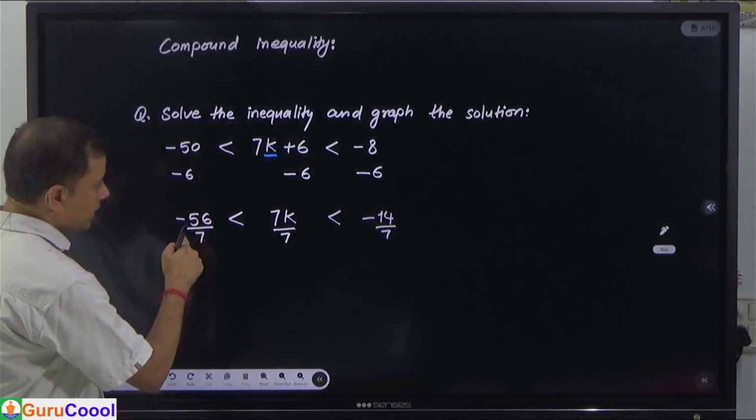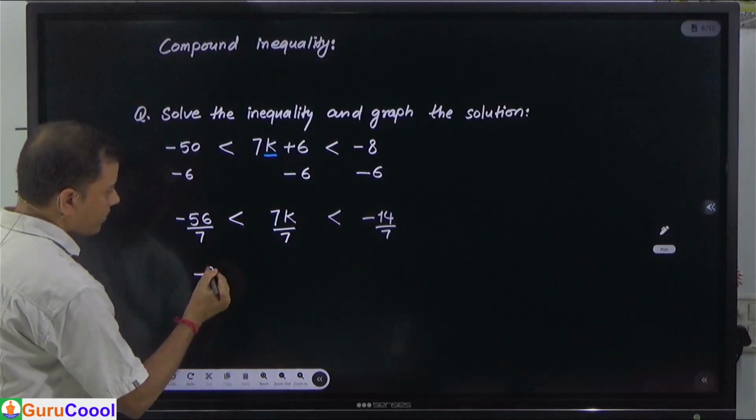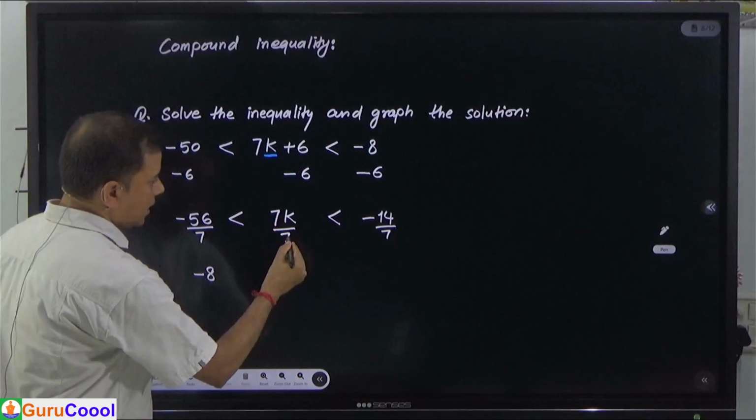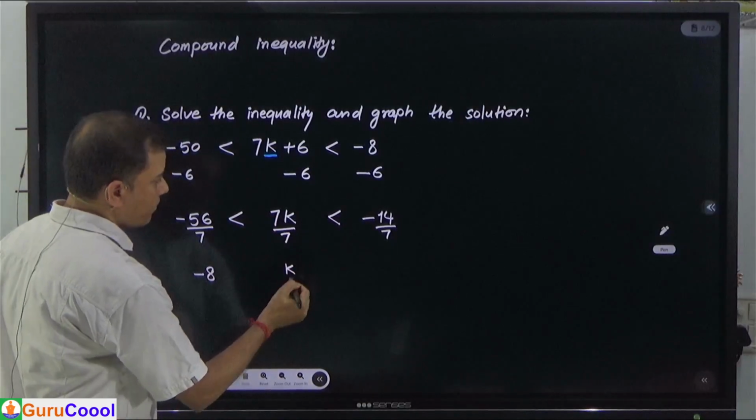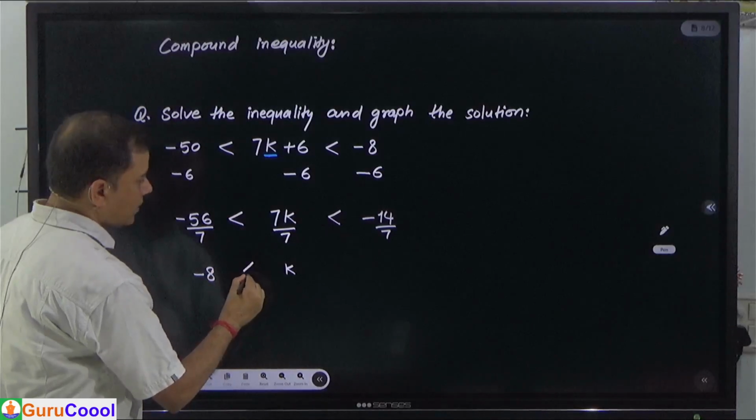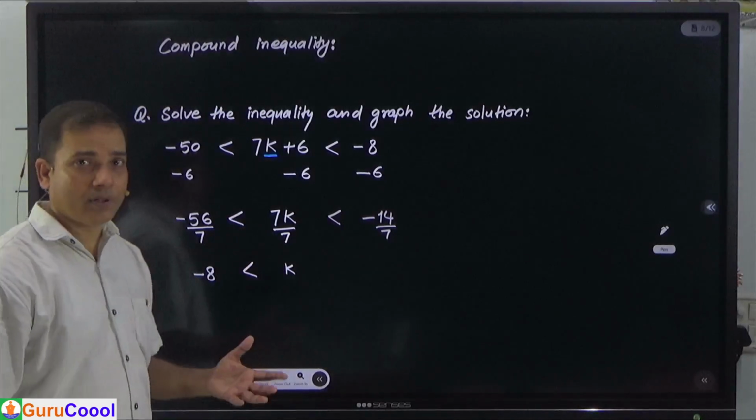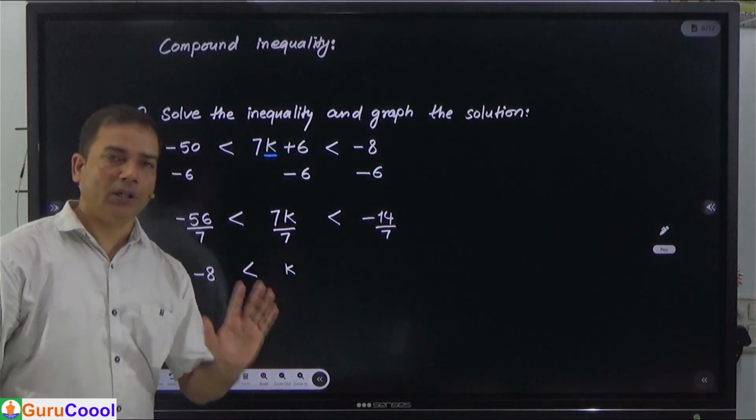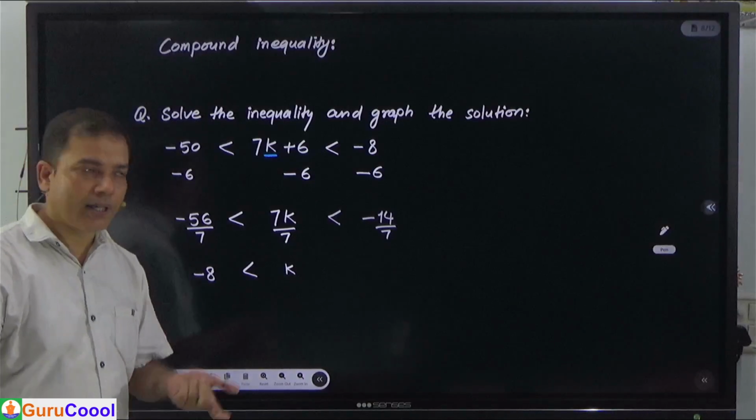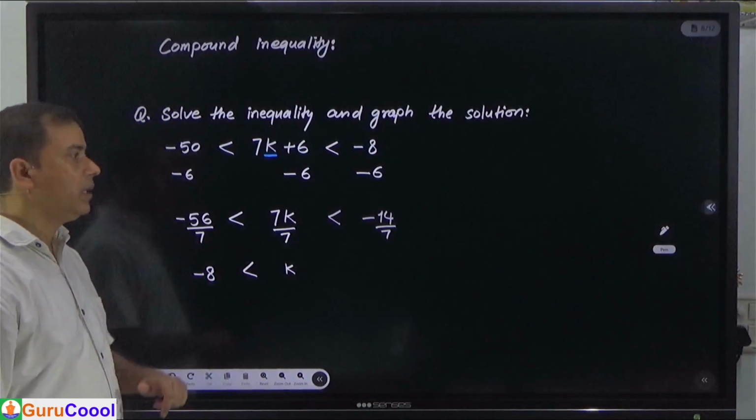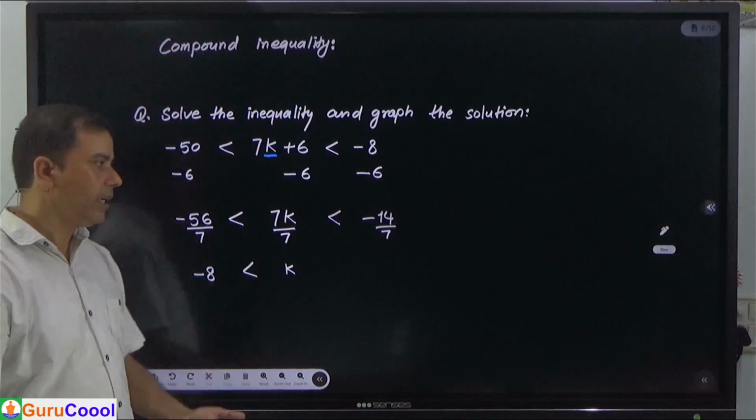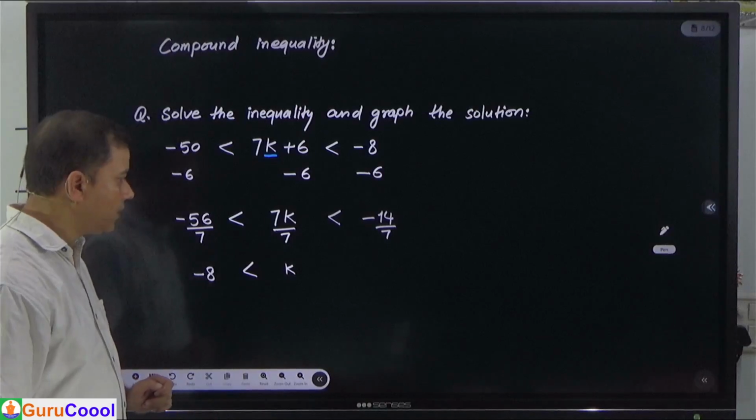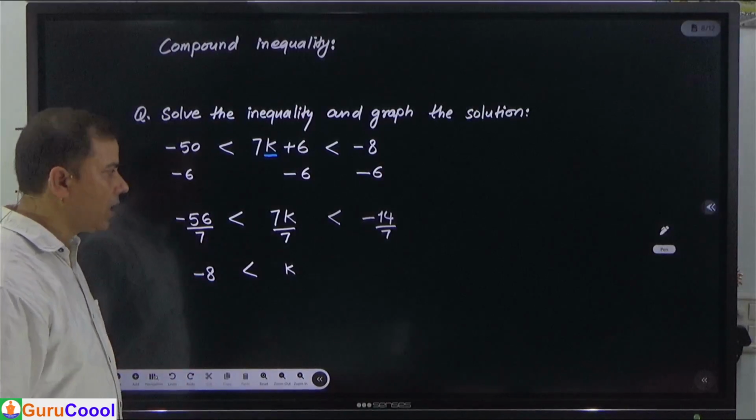As a result we get here minus 8. 7 times 8 is 56. Here 7 cancels out, so only k remains. The inequality doesn't change because we have not divided by a negative number. I told you that only if we divide by a negative number, or multiply by a negative number, or we reciprocate, does the inequality change. Presently we have divided by a positive number, so the inequality will not change.